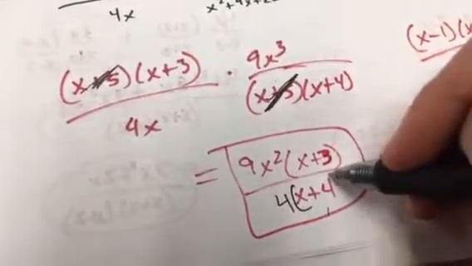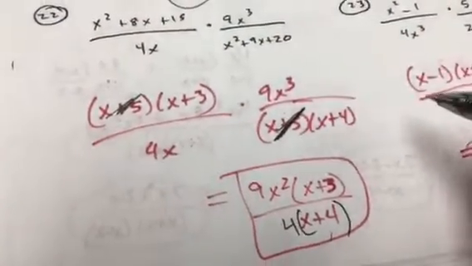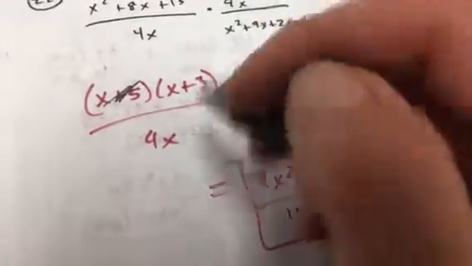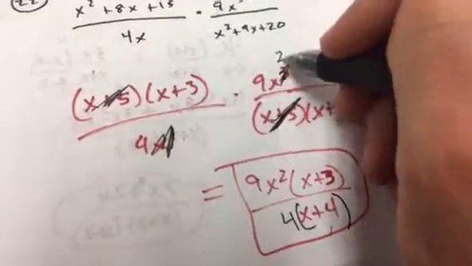I think I'd come back and check this. All right. The top has 3 x's. The bottom just has 1. So the top has 2 more when you cancel that out.